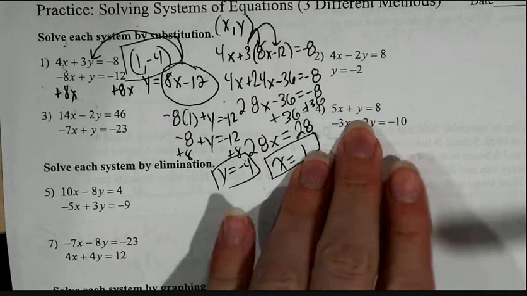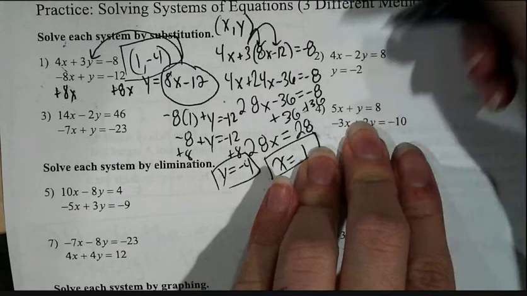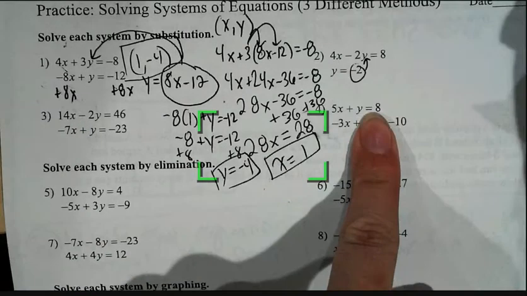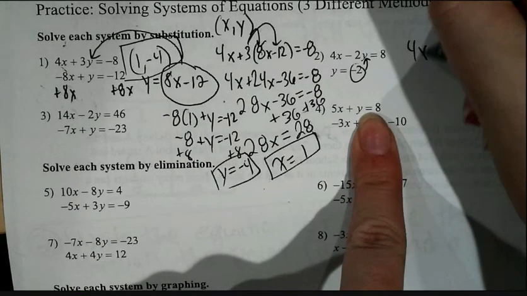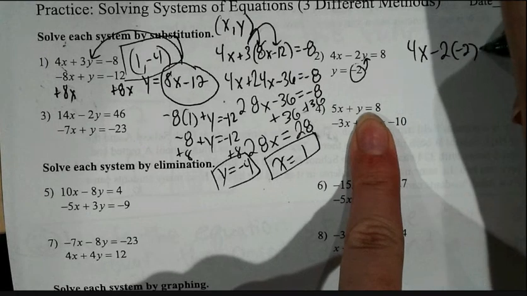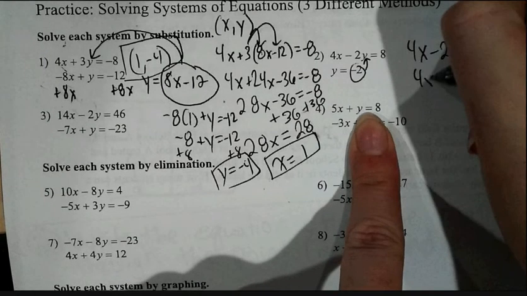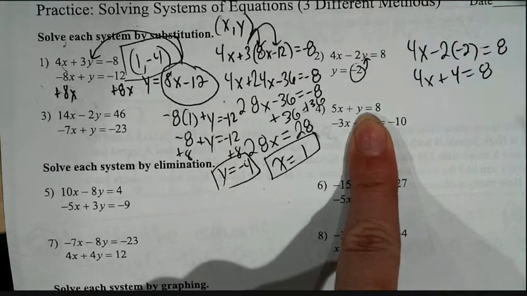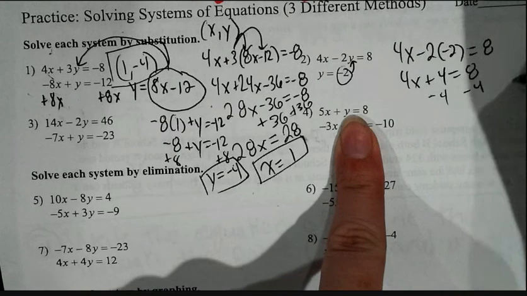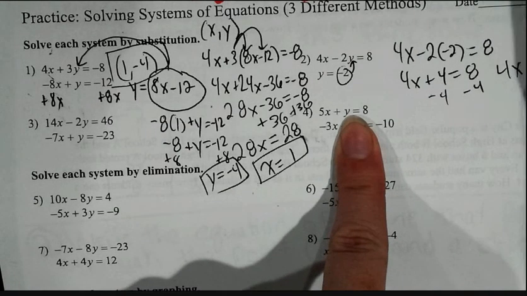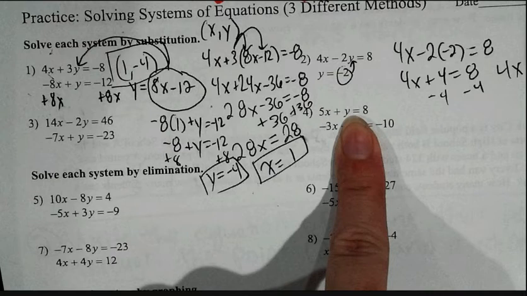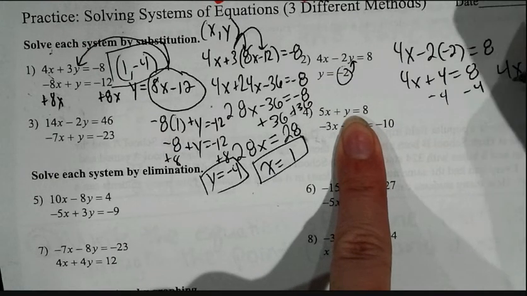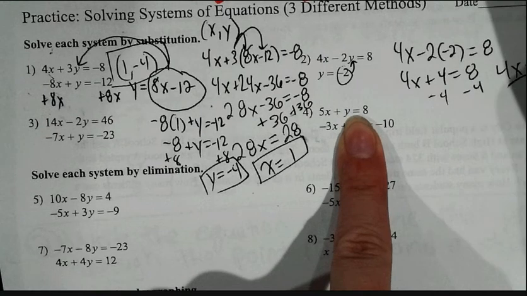For number 2, we're still going to use substitution. Here it's not that bad because y is already by itself, y equals negative 2. I'm going to put that in there. So I'm going to rewrite 4x minus 2 times negative 2 equals 8. I get 4x plus 4 equals 8. I'm going to subtract 4 from both sides, and I get 4x equals 4.